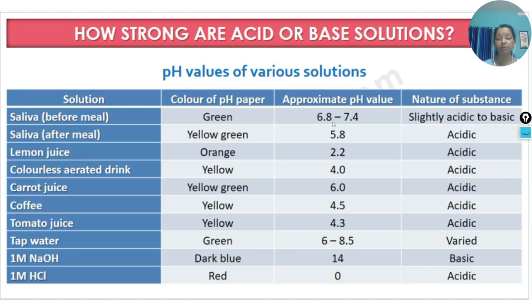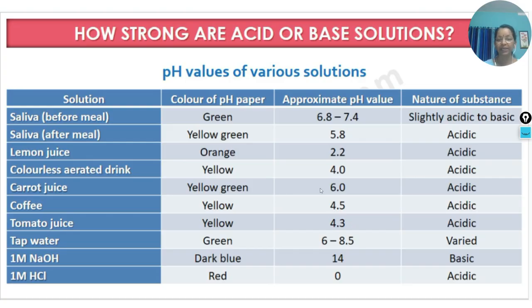So it can never be exactly neutral for saliva because some acidity or basicity will be there. After a meal it becomes yellow green, that means it is becoming slightly acidic. Then lemon juice, the pH paper shows orange color, which means its pH value is 2.2, greatly acidic. Then yellow means slightly acidic.